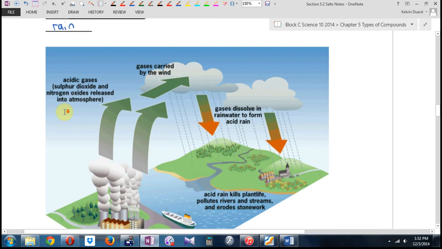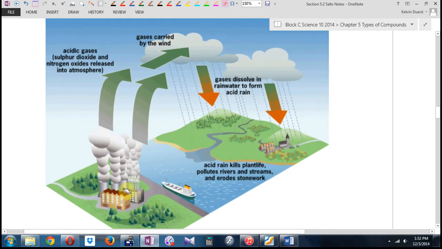So it looks like this. We burn stuff. Because it's burned at a high temperature, the gases carry it up into the atmosphere, often sulfur dioxide and nitrogen oxide. What's the common thread? Oxygen, oxides, nonmetal oxides. They get carried by the wind into a cloud. Is there water in clouds, which is useful for growing crops? Not so useful, Courtney, for our environment. The gases dissolve in the rainwater to form acid rain, which can then kill plant life, pollute rivers and streams, and erode stonework.